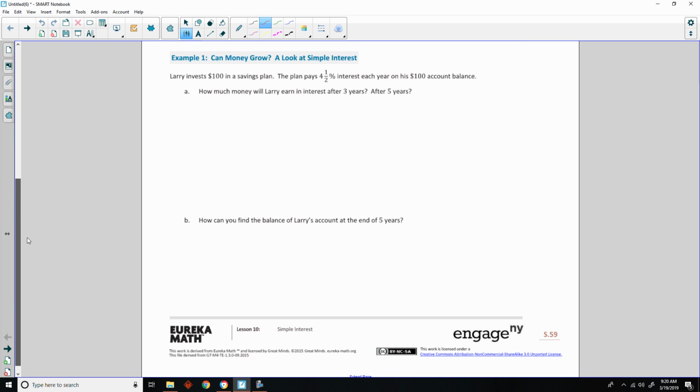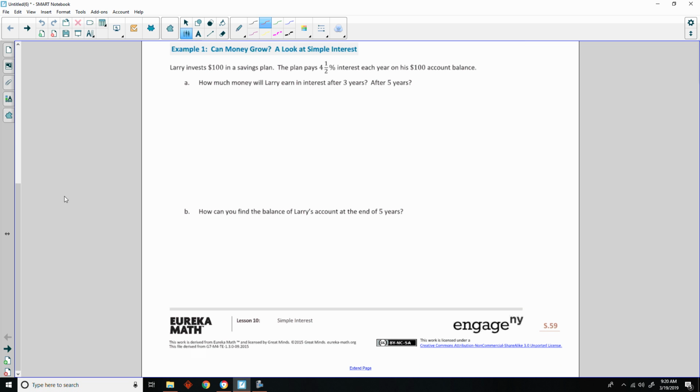Example 1. Can money grow? Look at simple interest. Larry invests $100 in a savings plan. The plan pays 4.5% interest each year on his $100 account balance. How much money will Larry earn in interest after 3 years, after 5 years?